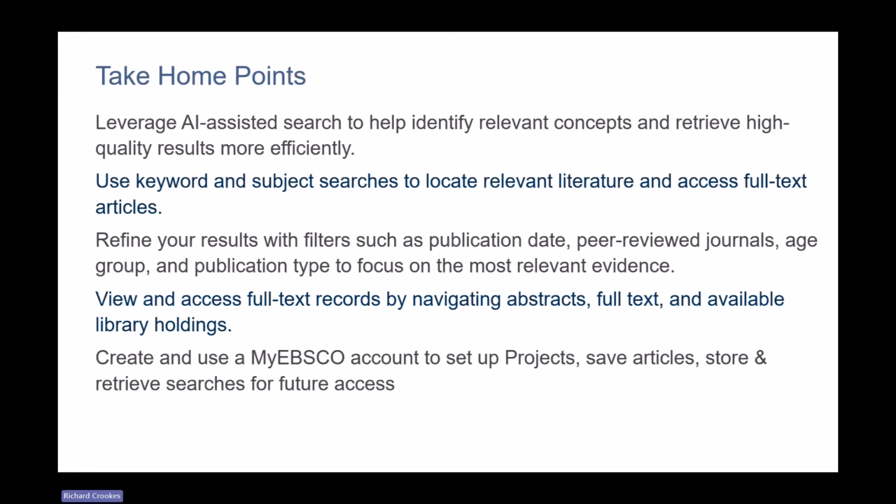Use keyword and subject searches to locate relevant literature and access full text articles. You see how you can use a combination of those as well. And also refine your results with filters such as publication date, peer-reviewed journals, age group, and so on. We didn't use age group specifically, but that's also available. And then view and access full text records by navigating abstracts, full text, and library holdings. And then you can create and use a MyEBSCO account to set projects, save articles, store and retrieve searches for future access. So again, some of this will be enhanced upon in the advanced session.